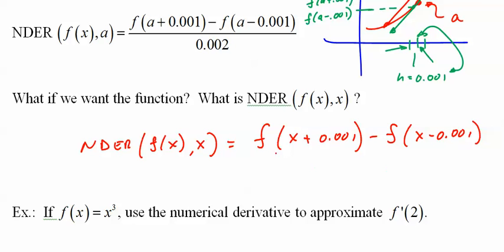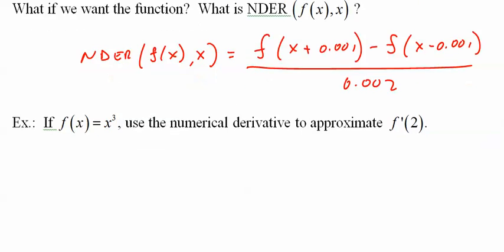By the way, why are we dividing by 0.002? That's because there's two of these gaps up here, so it's 2h. So you just plug in x. If I say, hey, give me the function, I don't care what the actual derivative is, I want to know what the function that is the derivative is. But it's nice because you can put it all on the calculator.